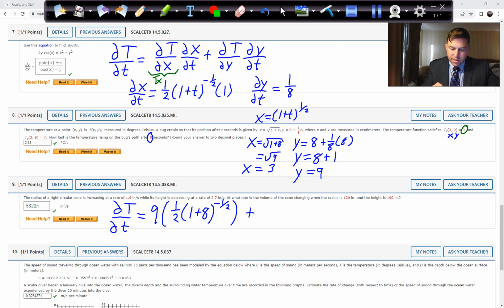Plus, this dT/dy is really capital Ty, which they told us was 7. So that whole term will become 7 times dy/dt. It's not dependent on time, it's just 1/8 constantly, so we get 1/8. Now this is 1 plus 8, which is 9.